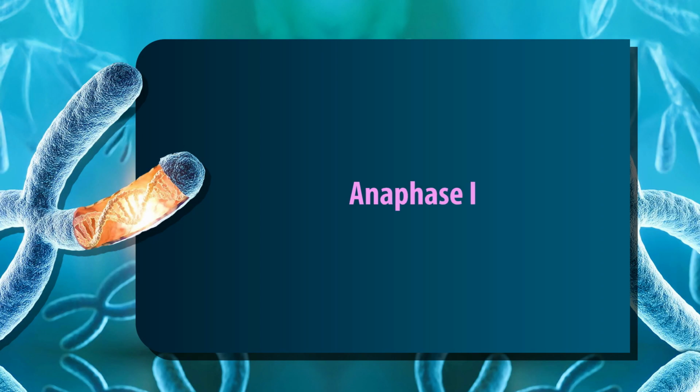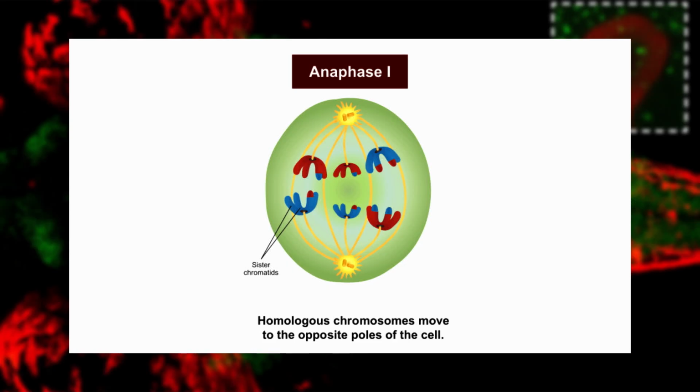Next is the anaphase 1. Homologous chromosomes are pulled to opposite poles by shortening microtubules, reducing chromosome number from diploid to haploid. Unlike mitosis, sister chromatids remain attached, ensuring each cell receives one homologue. This is vital in gametogenesis to maintain proper ploidy.